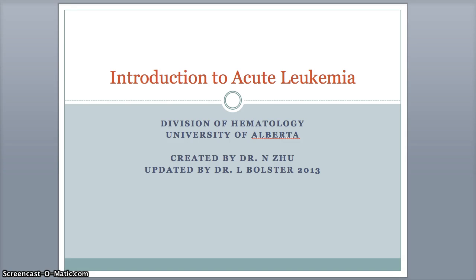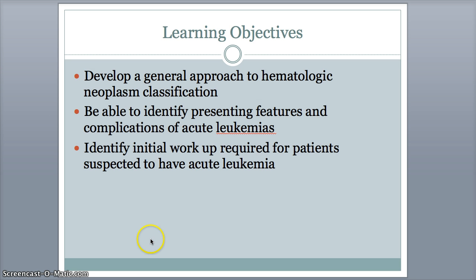This lecture is an introduction to acute leukemia and the approach to initial diagnosis of acute leukemia for those of you on the hematology rotation. It's meant to be a brief introduction and is not a comprehensive review of this topic. Our learning objectives are to develop a general approach to hematologic neoplasm classification, to be able to identify presenting features and complications of acute leukemias, and to identify the initial workup required for patients suspected of having acute leukemia.